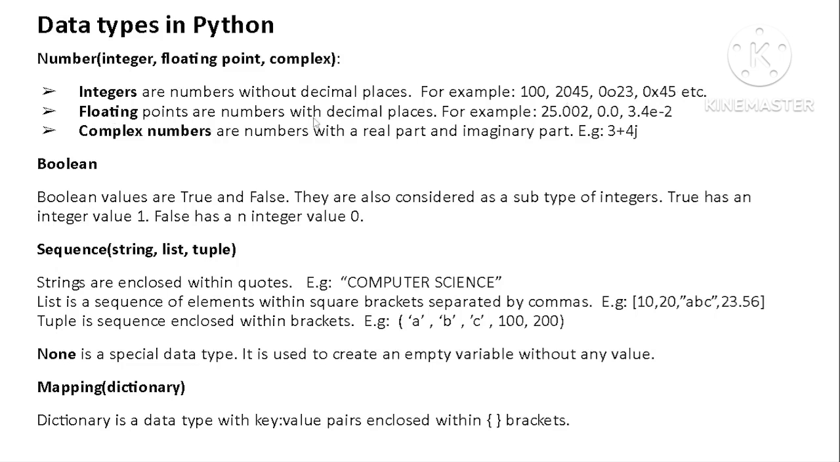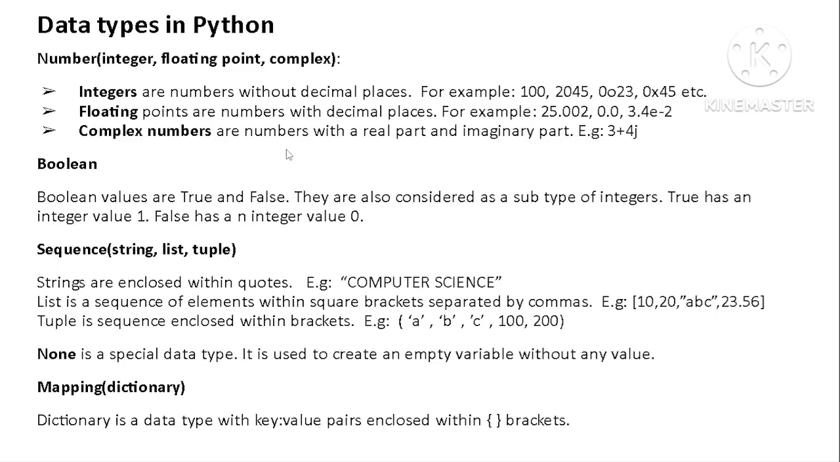Then floating point numbers are numbers with decimal points. Here you can give 0.0, 25.002, 3.4e-2. This is another way of expressing floating point numbers. This means 3.4 into 10 power minus 2. That can be represented this way. Suppose you give 3.4e2, it stands for 3.4 into 10 power 2.